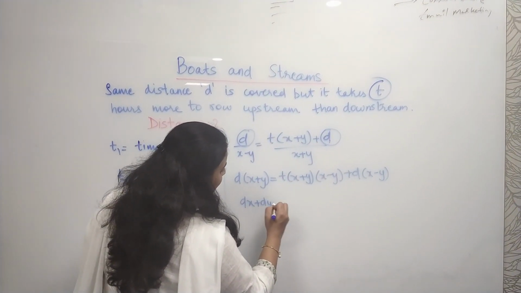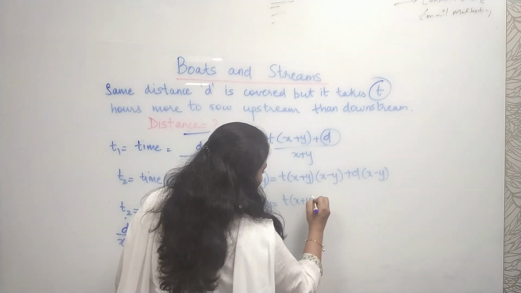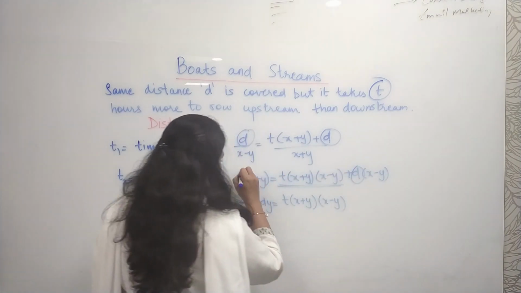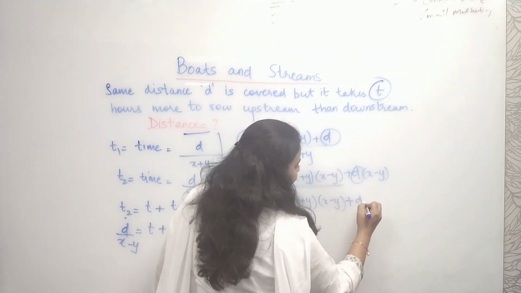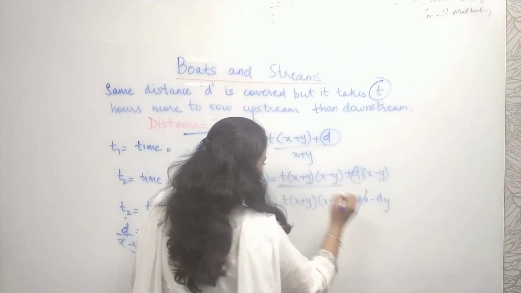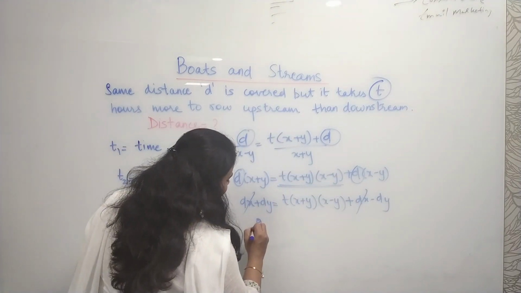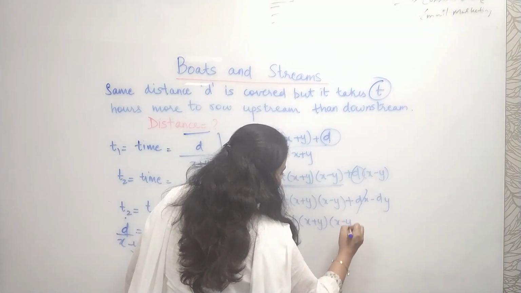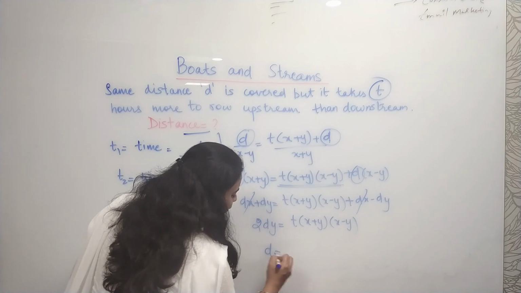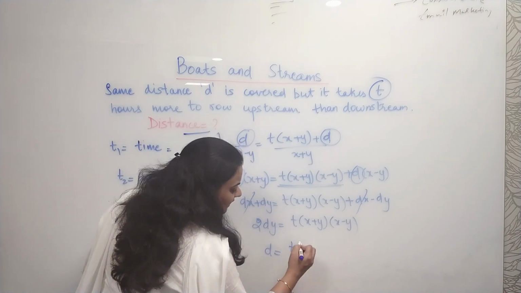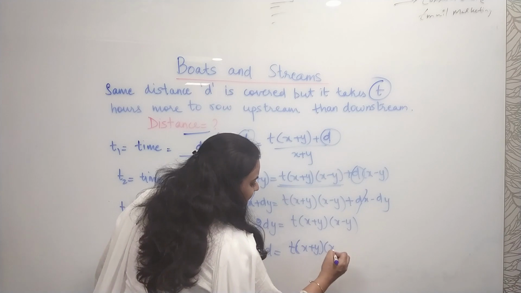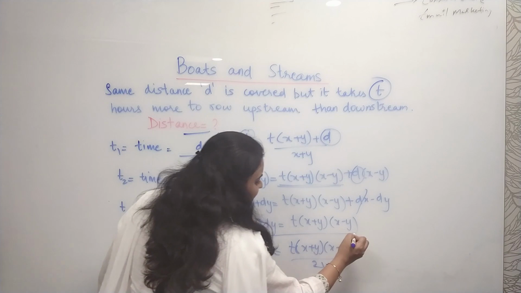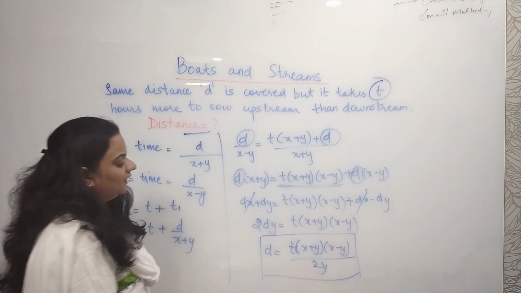We further open the bracket and we leave this term as it is because we need to only find out the distance. Cancelling out the terms, we get 2dy is equal to t(x plus y)(x minus y), and this gives us the total distance travelled, d is t into (x plus y)(x minus y) upon 2y. Again, this formula is useful to directly solve the given question.